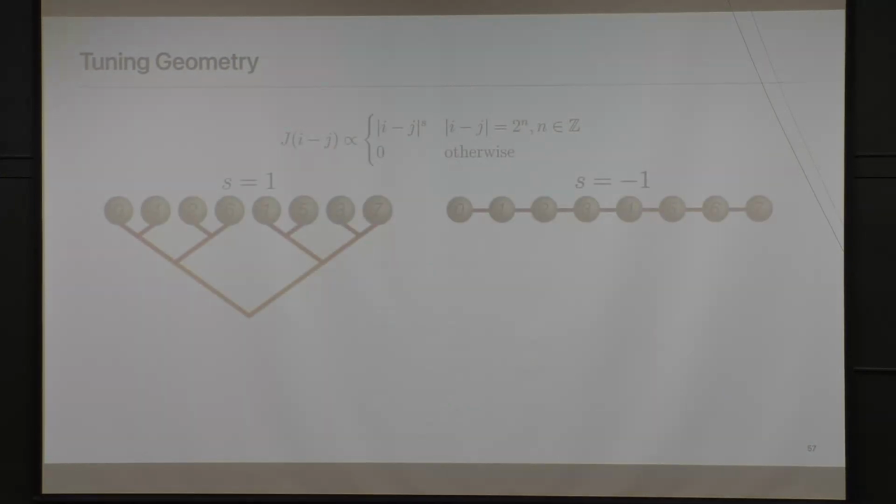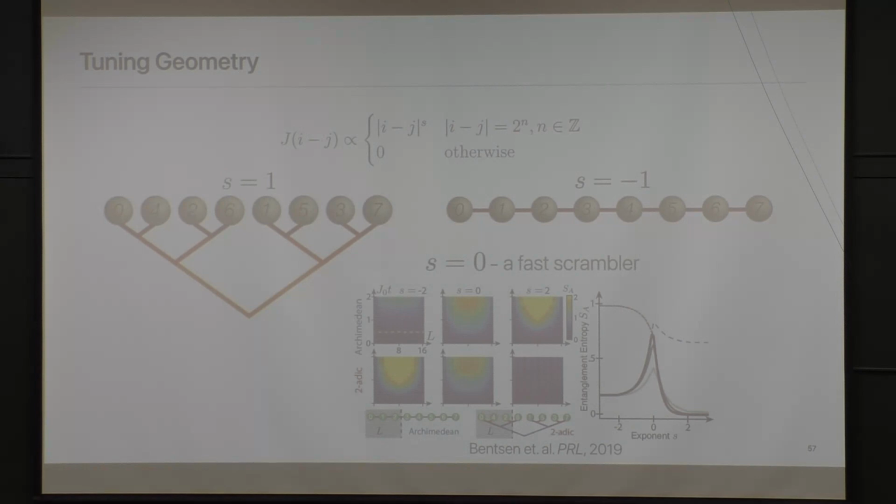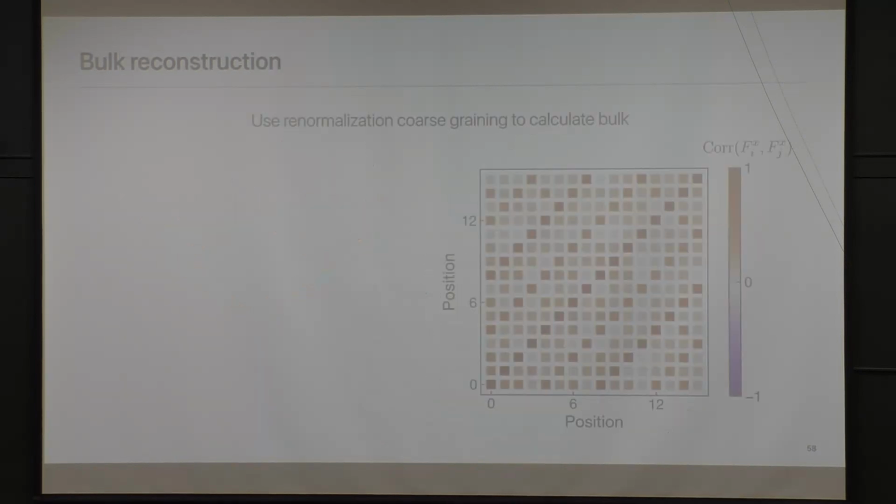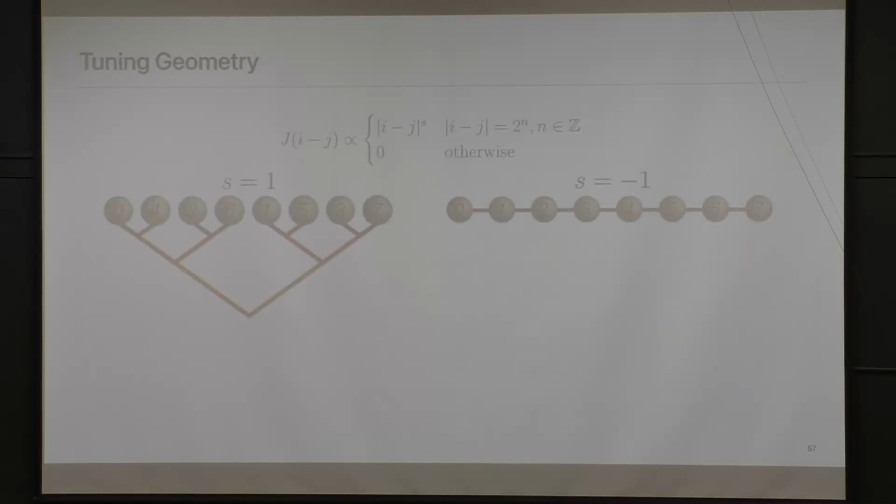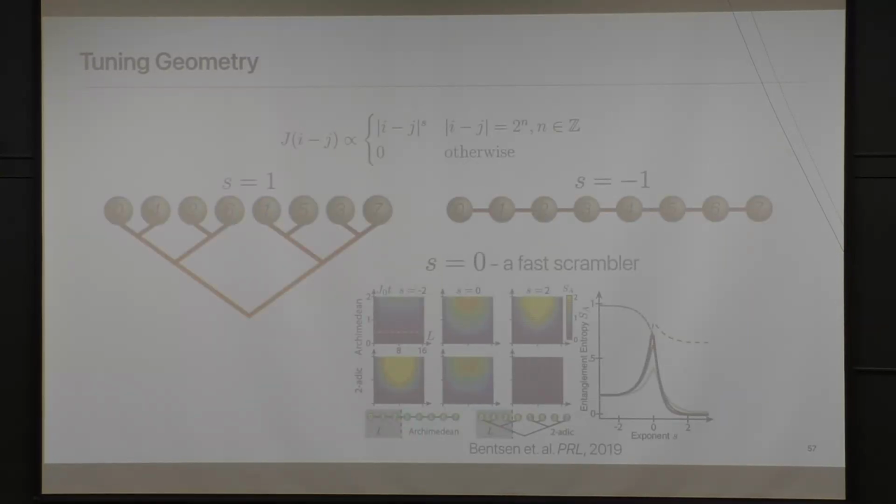Numerical evidence that as I tune S toward 0, this Hamiltonian is a fast scrambler. So we can just program in, for example, this is all numerics. You can see, as you tune the S parameter, the entanglement grows much faster than some sort of baseline. And also, this good growth.